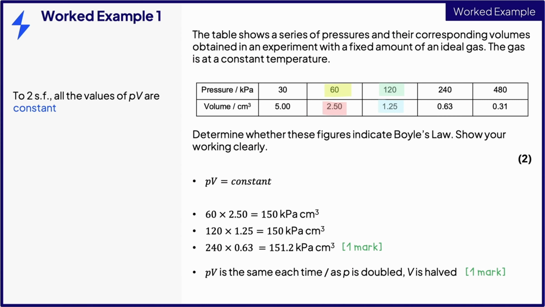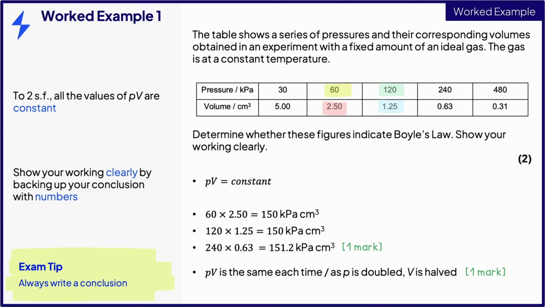Sometimes the values may not be exactly identical. However, they should be equal when they're all rounded to at least 2 significant figures. In this case, 151.2 rounded to 2 significant figures will still be 150, so this is still equal to the constant. When you are given a table of data and a graph, make sure you use the values from this to back up any answers. Aim for at least 3 calculations. And finally, always make sure you write a conclusion for a question that requires you to prove something. This must be backed up by numbers where applicable.